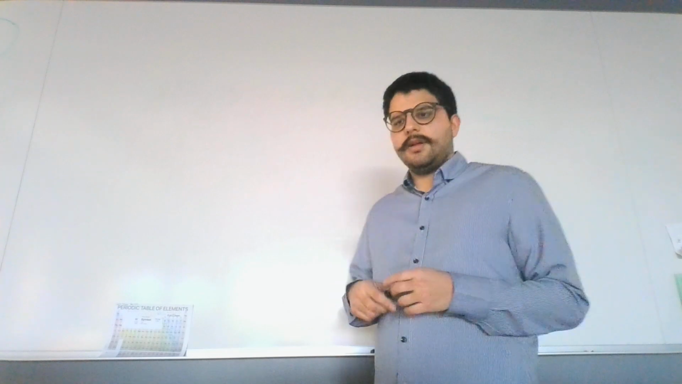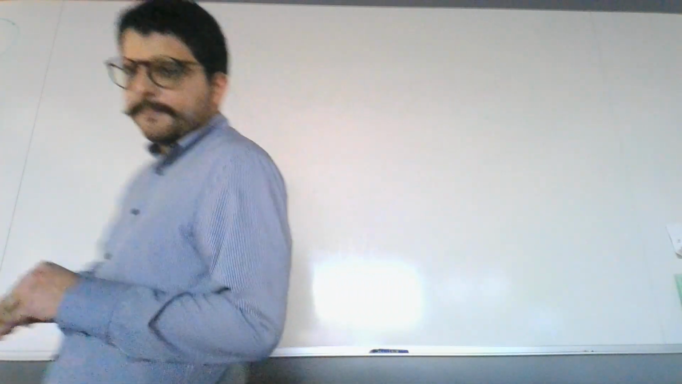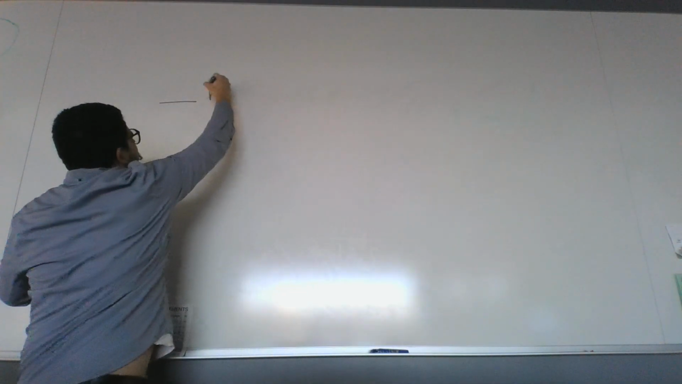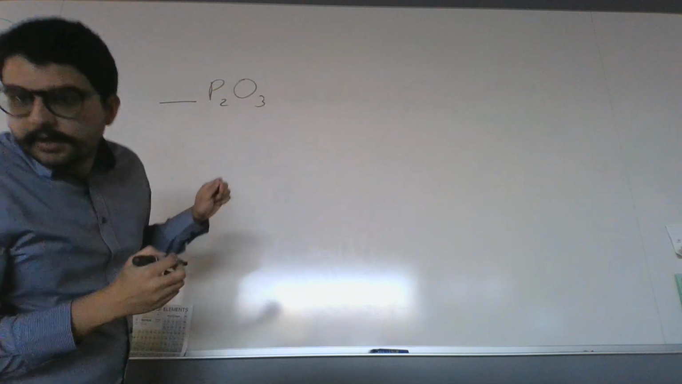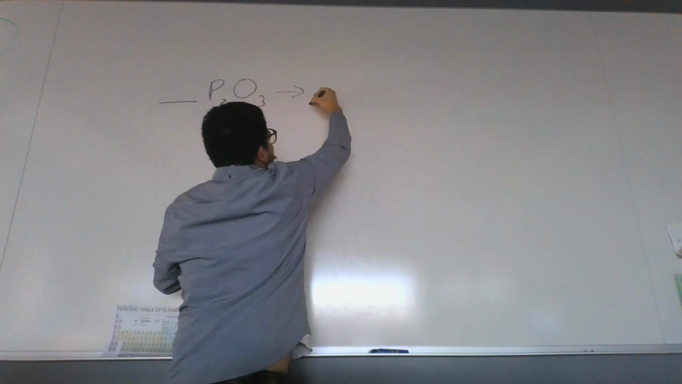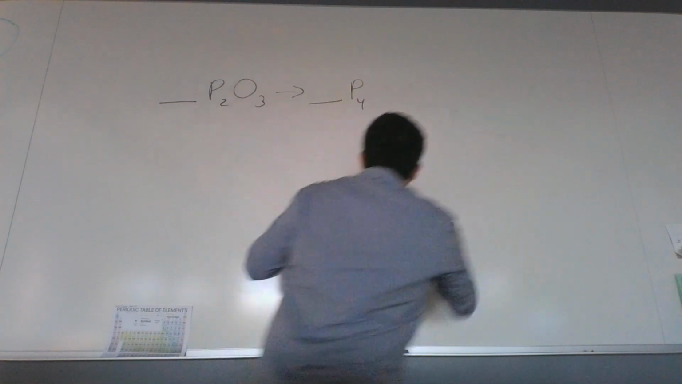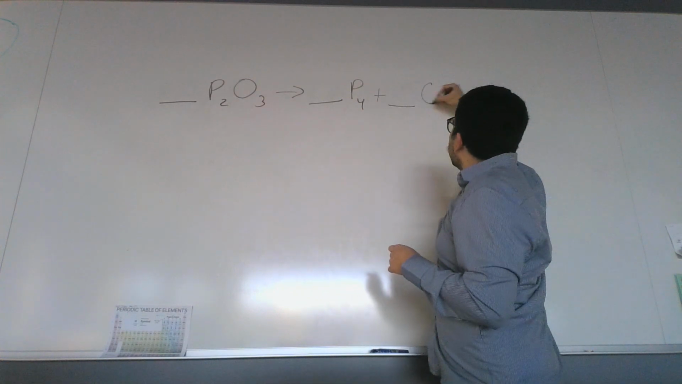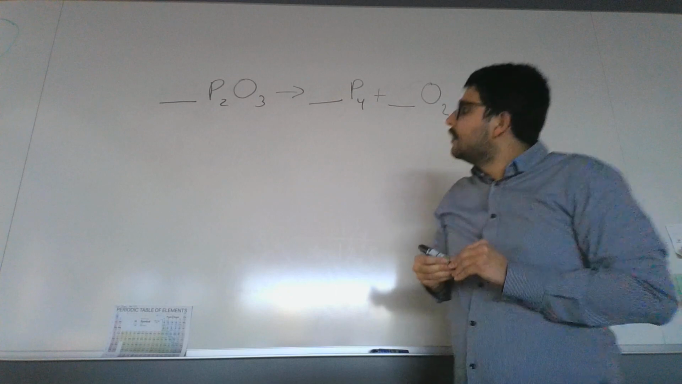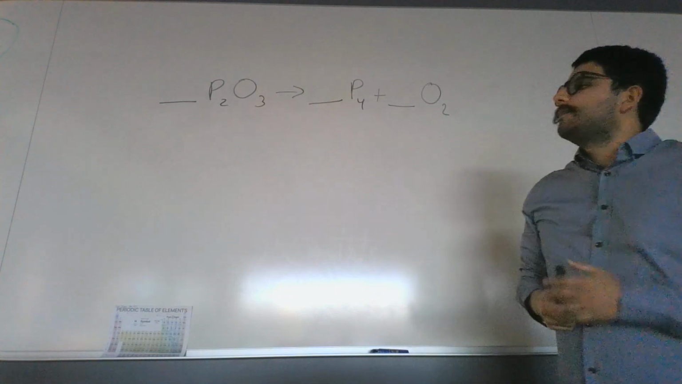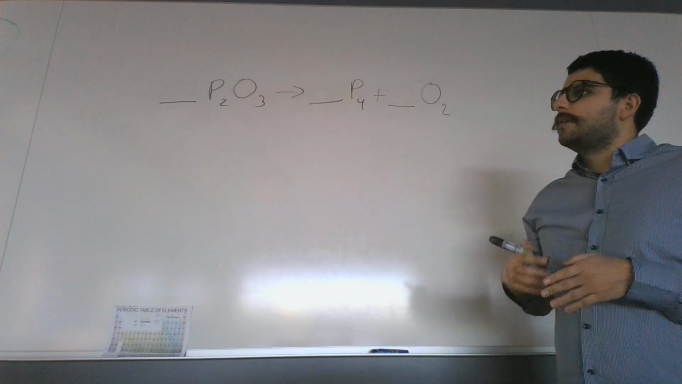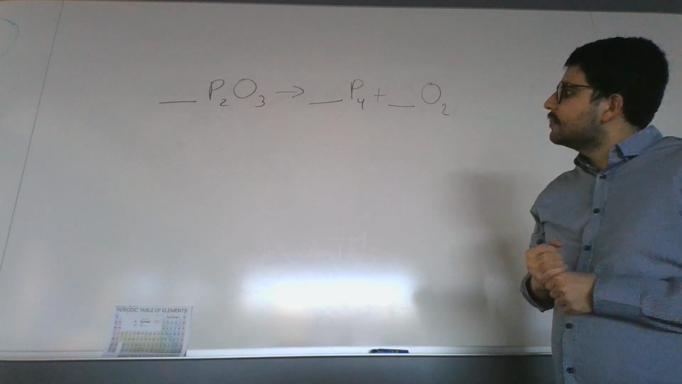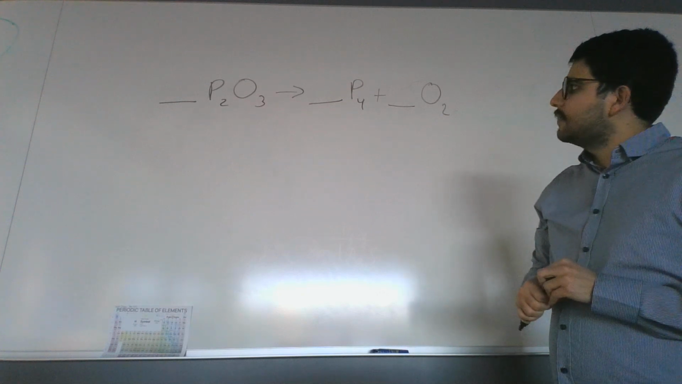I decided to make a video detailing this process for step number 2, for problem number 2 on the stoichiometry practice problem worksheet. So I'm going to begin with, given the following unbalanced equation, P2O3 decomposes into P4 and O2, oxygen gas. My recommendation is that you balance out your atoms that are non-oxygen, carbon, or hydrogen first. So let's balance out the phosphorus first.